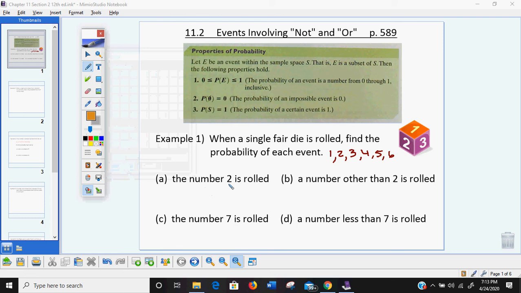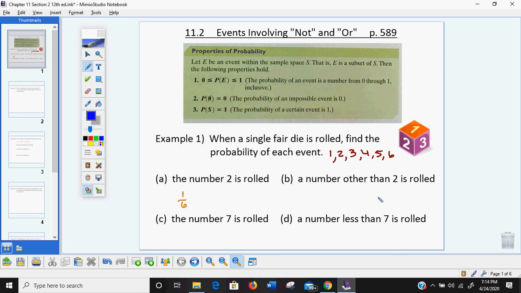Part A says the number 2 is rolled. Well, there's 1, 2 out of 6 numbers. So the answer to that would be 1/6. You can also divide that out and write it as a decimal if you want. Typically, they'll leave it in fraction form. Let's look at the next one.